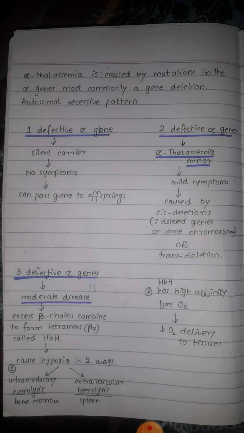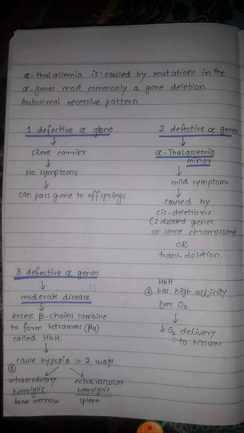It means 3 alpha genes are deleted. Such a person will have moderate disease. Now such a person will be deficient in alpha chains. Alpha chains of hemoglobin are not present, so beta chains combine with one another and it results in the formation of tetramers called beta 4 tetramers, called HbH. Now this HbH, which is formed, has high affinity for oxygen. As it has high affinity for oxygen, there is decreased oxygen delivery to the tissues, so it causes hypoxia.